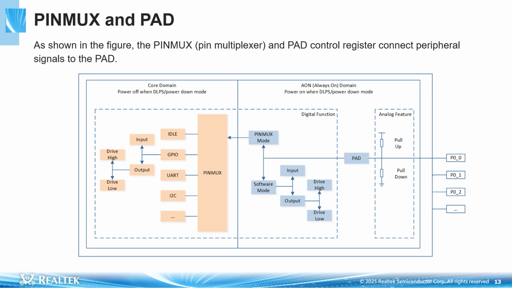As shown in the figure. The PINMUX circuit and I/O modules are in the core domain and will be powered down during low power mode, so they cannot work during low power mode. The pad circuit is in the AON domain and will not be powered down during low power mode, so the pad can work normally during low power mode. The pad is mainly used to maintain the pin output state or wake up the system in low power mode. The pad can be configured as PINMUX mode and software mode. Only when the pad is set to PINMUX mode can this pin be connected to the core domain to achieve pin multiplexing.